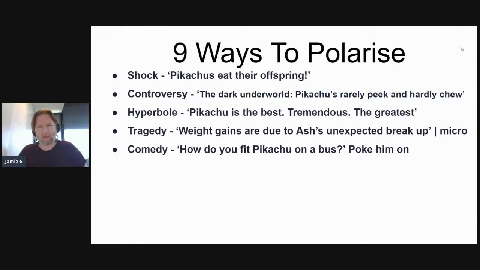Comedy. How do you fit Pikachu on a bus? Pokemon. Classic dad joke. Brilliant. I'm gonna remember that one and say it as often as I possibly can, because I love it.